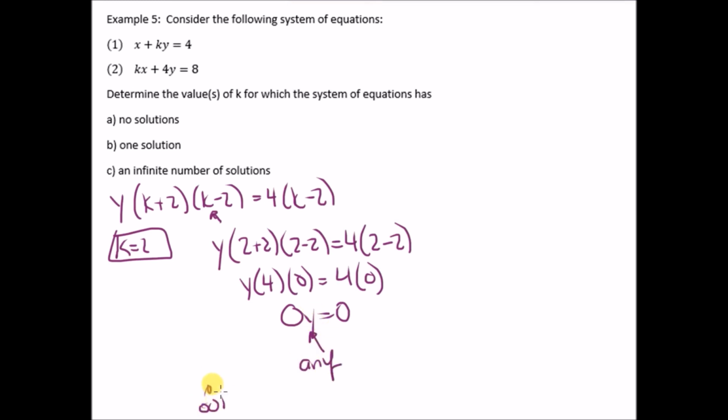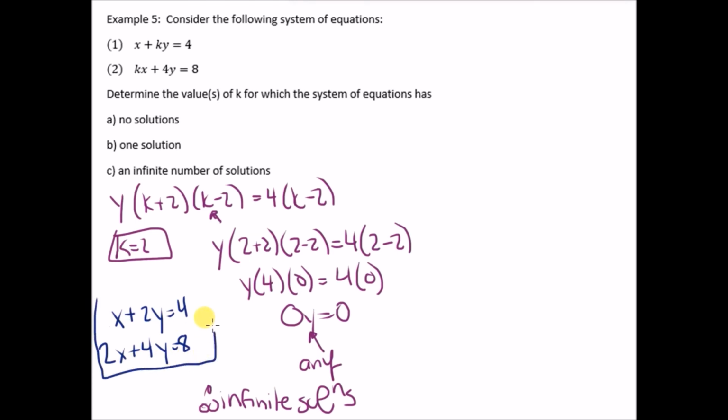Therefore, there are infinite solutions. That means that these equations lie on top of one another when k equals 2. So let's go ahead and solve for that. I'm just going to put in the corner here x plus 2y equals 4, which we already saw, and then we have 2x plus 4y equals 8. When these two are the equations, there's going to be an infinite number of solutions.